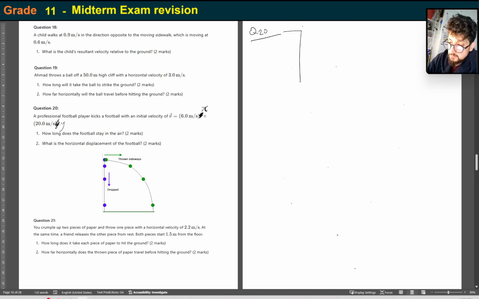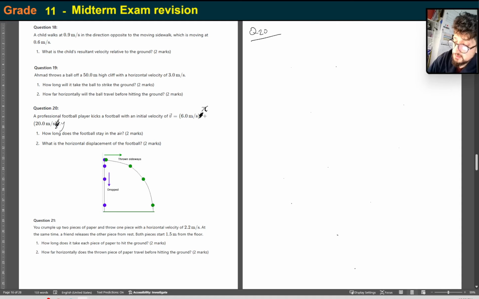Okay, but although it doesn't say it's from a cliff or anything, so the question isn't worded properly. But anyway, we've got the x direction over here, which is 6 meters per second, and we've got the y direction, and am I getting this right? No, it's not being dropped. Sorry, it's not being dropped at all.